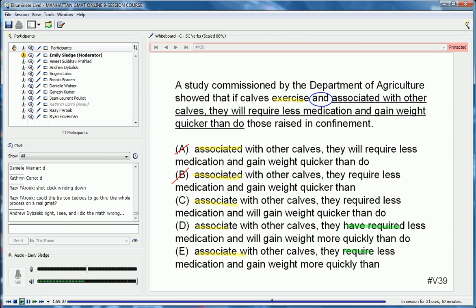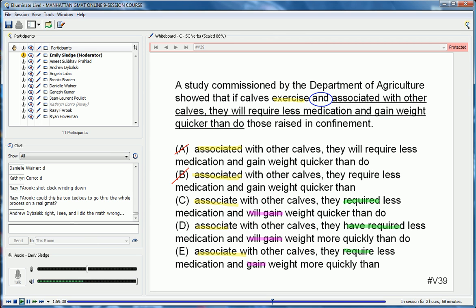And from there, you have two more verbs. There's required, have required, and require, and then there's gain and will gain. Now, you actually could change tense between exercise and associated in the if clause, and switch to another tense with will require and will gain.